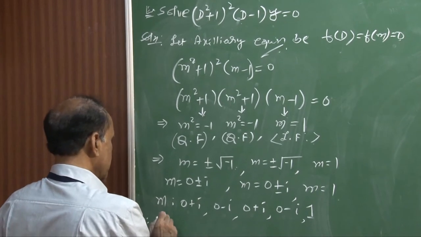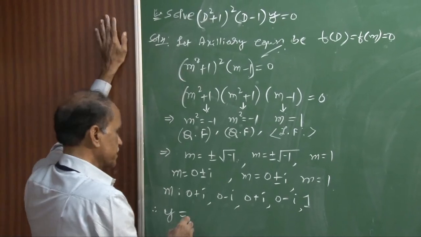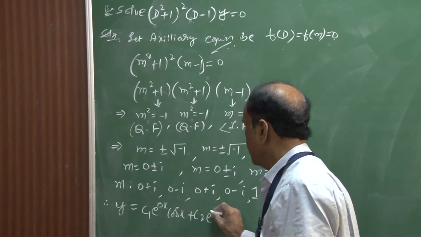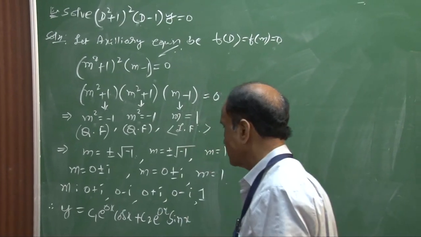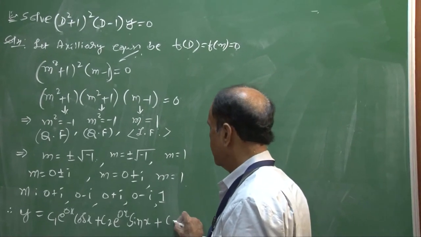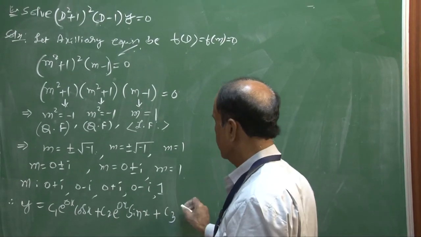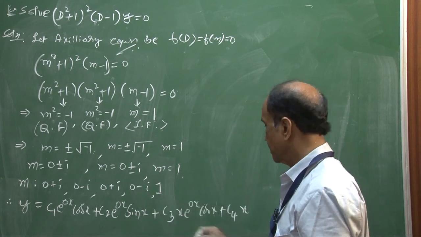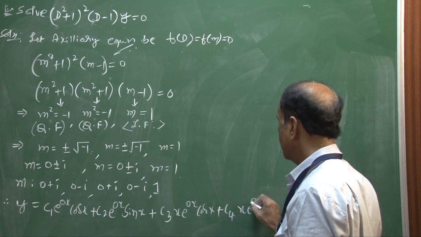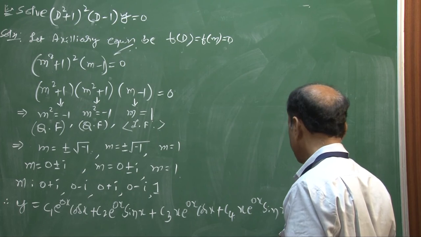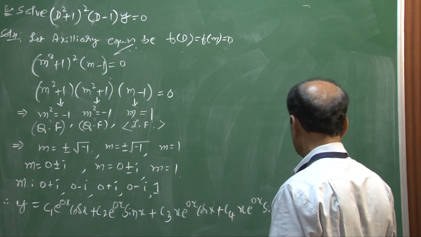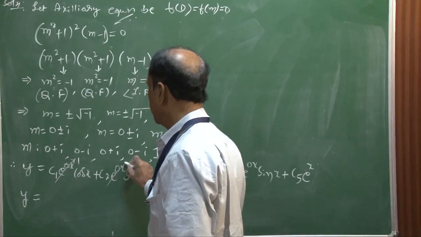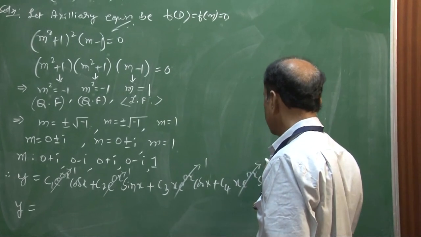The solution is y equal to, in terms of x, c1 e to the power 0 x cos x, plus c2 e to the power 0 x sin x, plus c3, because c2 is already used, x into e to the power 0 x cos x, plus c4 x e to the power 0 x sin x, because the roots are repeated once, and plus c5 e to the power x, for m equal to 1. Finally, e to the power 0 is 1 in each of these terms.